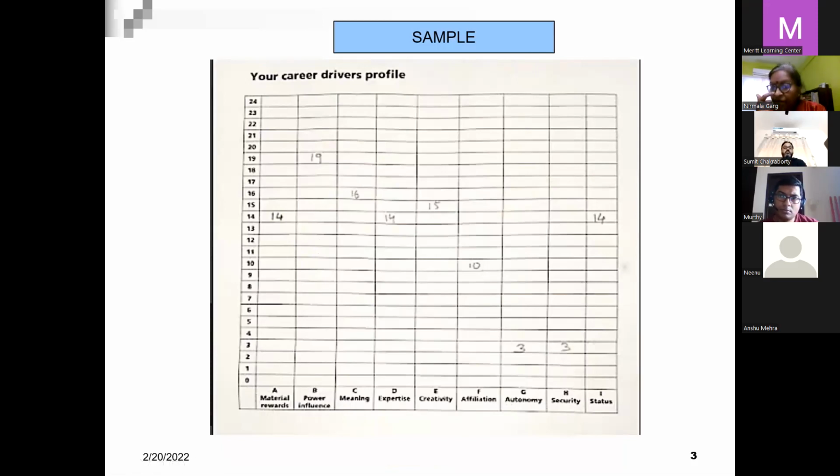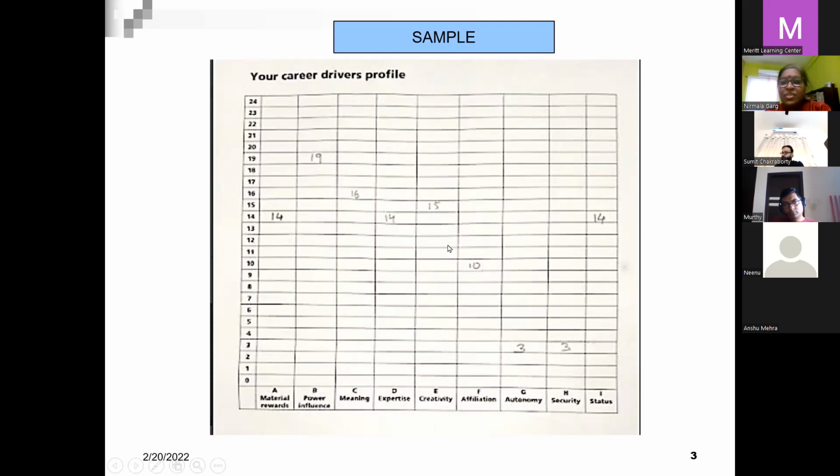Essentially, A to I are the 9 career drivers. As I said, this is a psychometric assessment tool, a real standardized test, a Richmond scale inventory. When you have a list of questions, it is called an inventory test. In this test there are 9 career drivers: A represents material, and then power, meaning, expertise, creativity, affiliation, autonomy, security, and status.